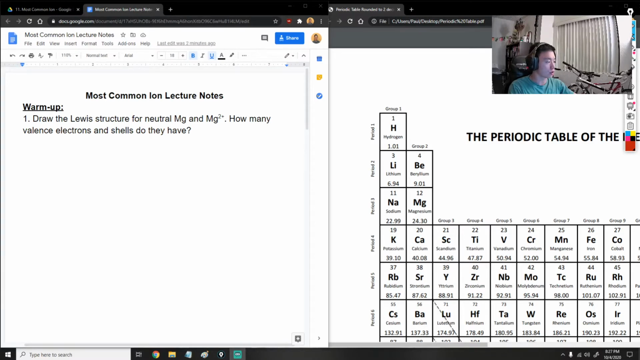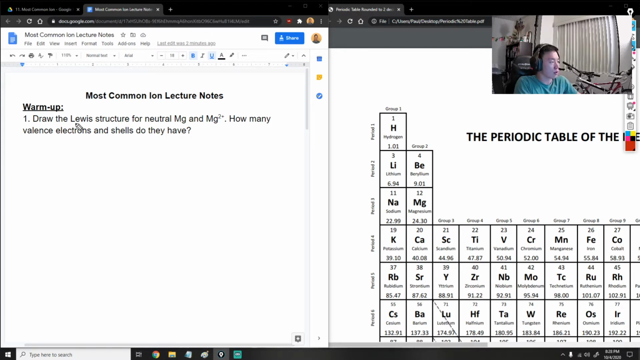Alrighty guys, so today we're going to be talking about something called most common ions. Before you get started, just make sure again that you're taking notes and that you have a periodic table out. I have one on the screen, but it'll be very helpful if you have a physical one next to you so that you can follow along and try out the problems through the video lecture.